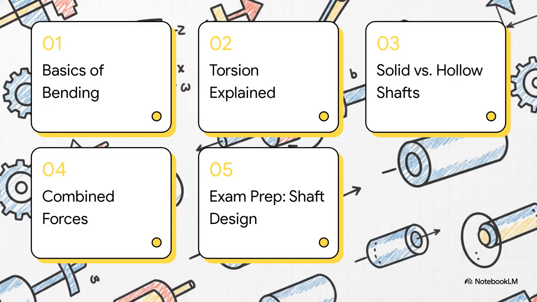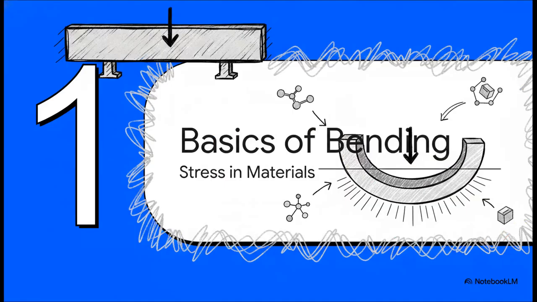Okay, here's our game plan for today. We'll start with number 1, the basics of bending. Then 2, twisting forces, where torsion is explained. Moving on to 3, solid versus hollow shafts. 4, combined bending and torsion. And finally, 5, a little exam prep focusing on shaft design. All right, let's kick things off with section 1, the basics of bending.